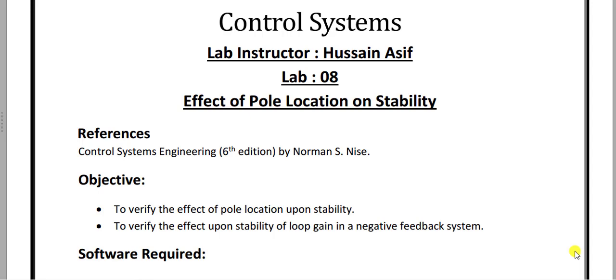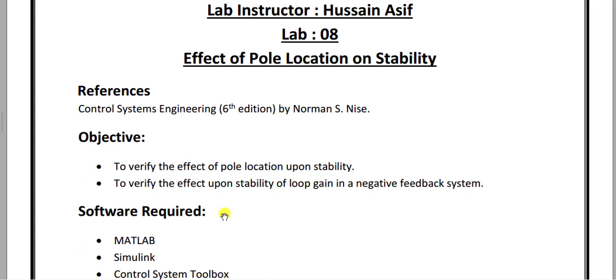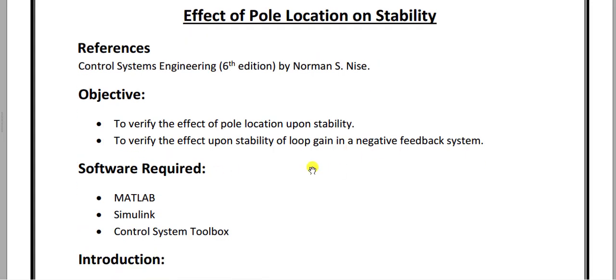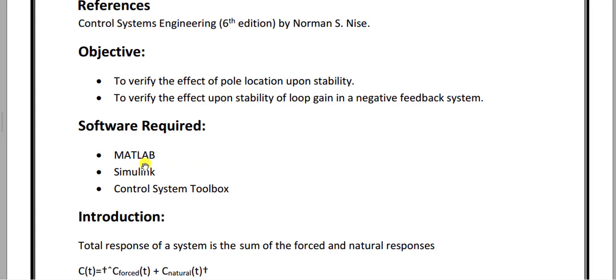I have already guided you about the criteria and all the lectures that we need in this lab. So we'll move forward. I just want to have a report from you. What are the objectives of this task? To verify the effect of pole location on stability and to verify the effect upon stability of loop gain in a negative feedback system. The software we require are MATLAB, Simulink, and the Control Systems Toolbox.